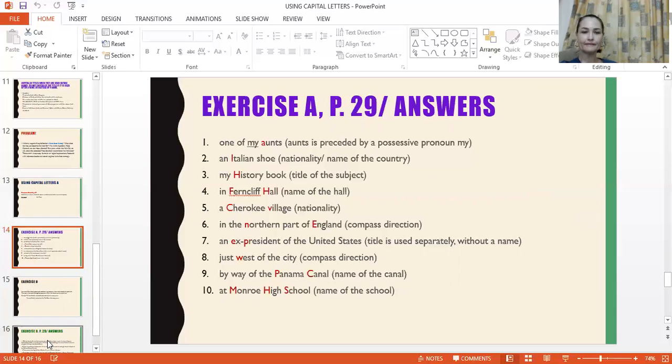By way of the Panama Canal, name of the canal, obviously we capitalize both words. At Monroe High School, name of the school, all 3 words should be capitalized. The same as Almario International Private School, all the words should be capitalized.